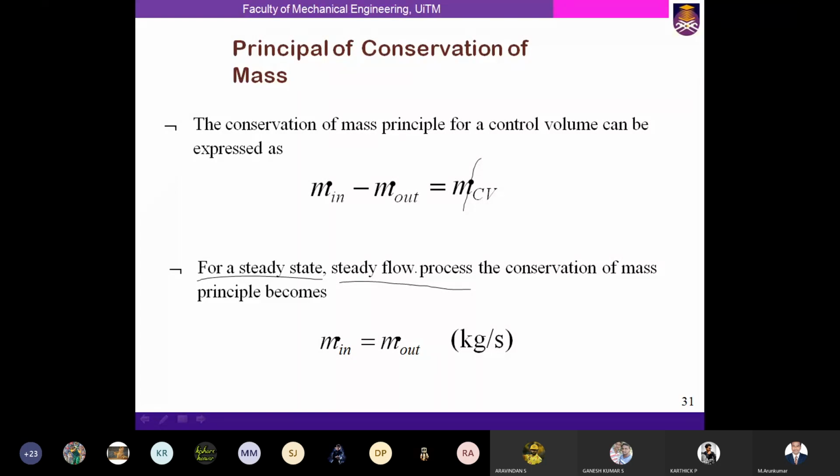In the steady state steady flow equation, the amount of mass entered will be equal to the amount of mass exit, right? The net flow rate of mass in will be equal to the net flow rate of mass out. So the unit will be in kg per second. Just try to remember: for a steady flow process, m dot in will be equal to m dot out.